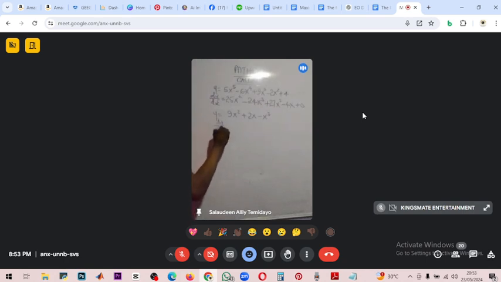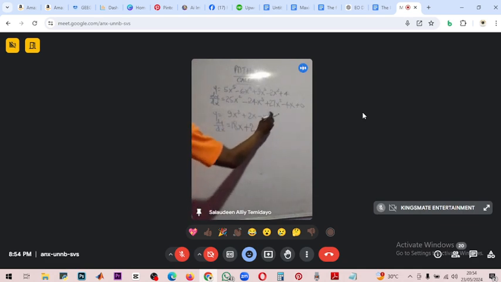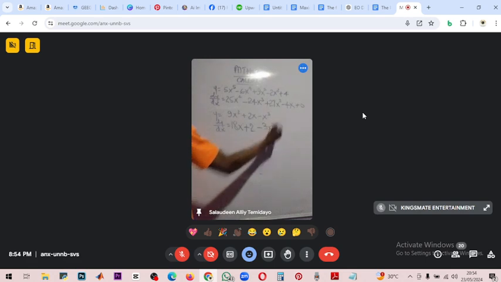dy/dx is equal to 9 times 2, that is 18, x raised to power 2 minus 1, that is 1. So 18x plus 2, just remove the x in this case, just remove the x straight away. Minus x cubed is going to be 3 times this. That's 3x raised to power 3 minus 1, 2.